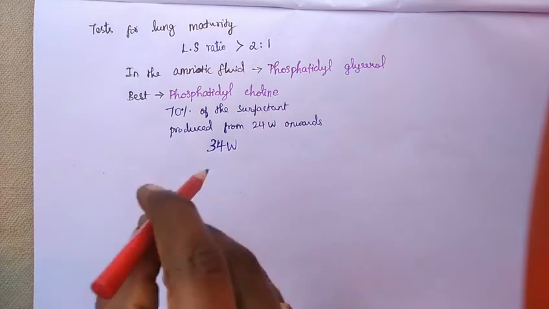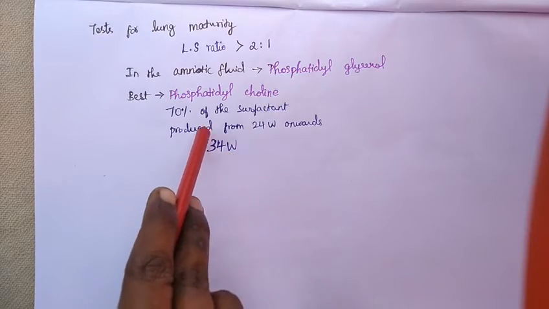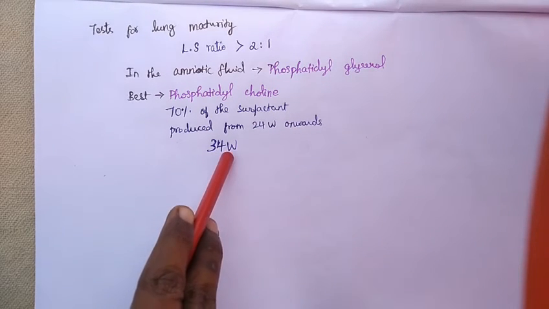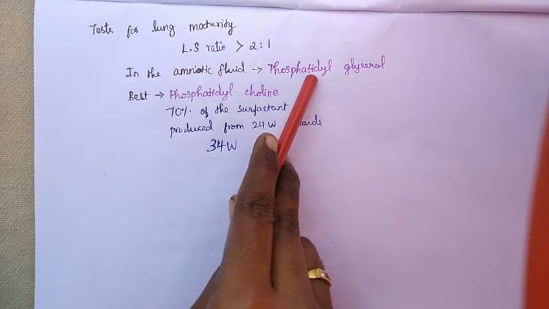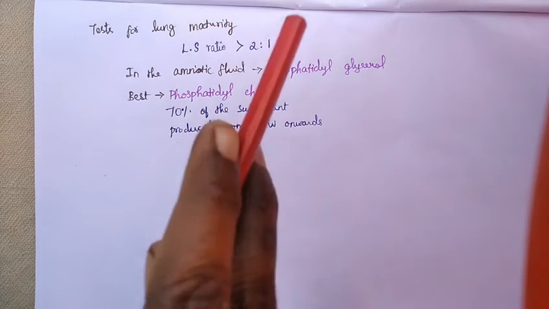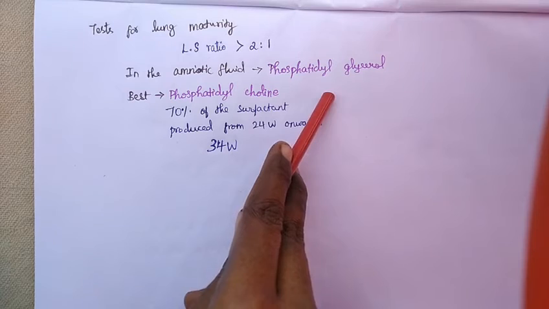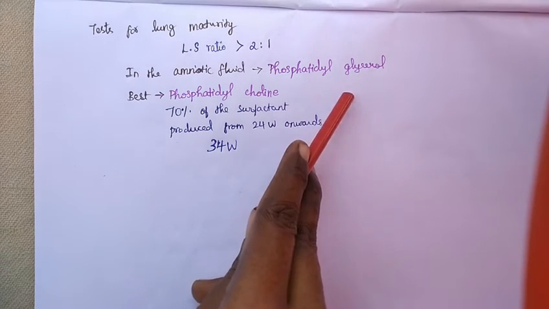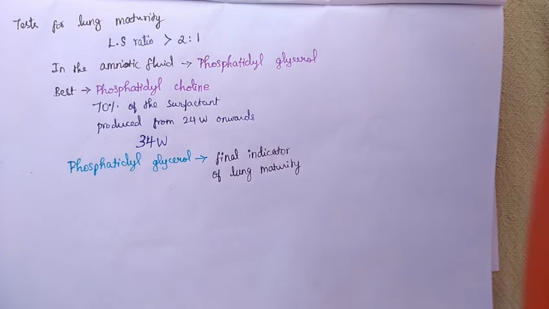However, phosphatidylcholine is 70% of the surfactant. It is produced from 24 weeks onwards until 34 weeks. But as a final indicator, phosphatidylglycerol starts to come into the amniotic fluid after 34 weeks. So if you see phosphatidylglycerol, you can say the lung is matured. So phosphatidylglycerol is the final indicator of lung maturity.